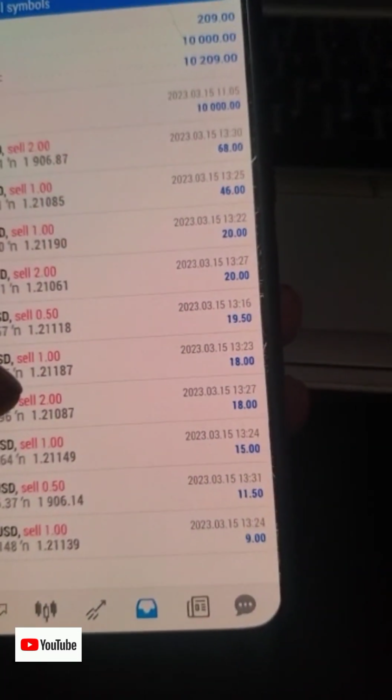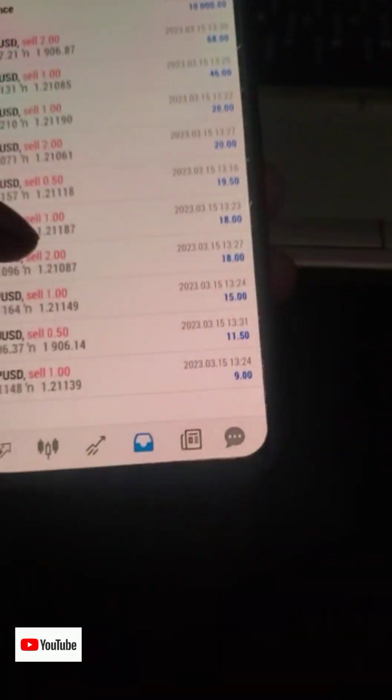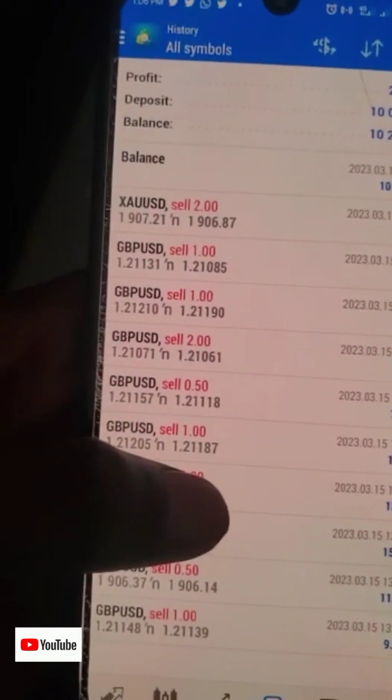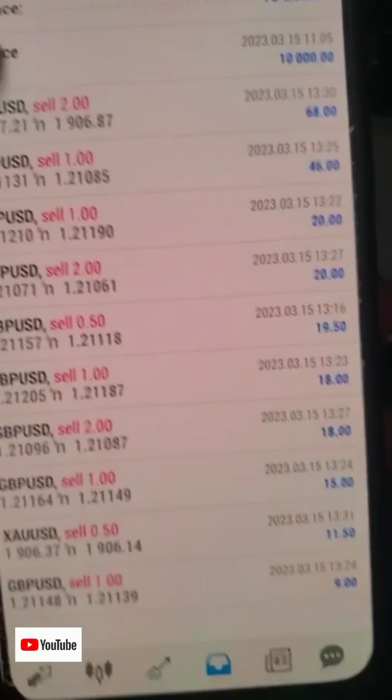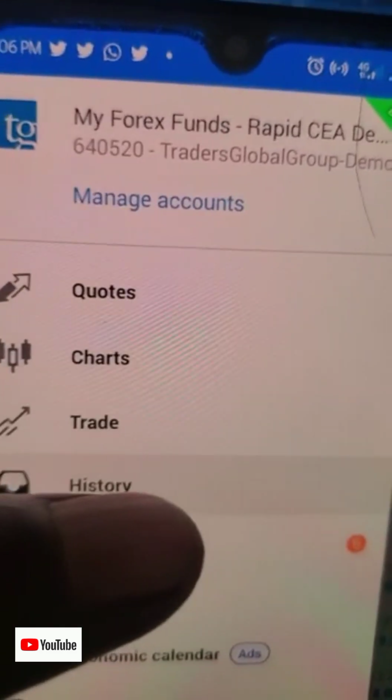Hey guys, we just secured a little profit this morning, just $200. This is the journey of how I'm going to trade my first fund. I'm going to tell you guys how I'm going to go. So I've secured a little profit of $200 today.